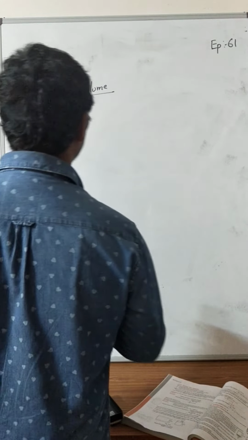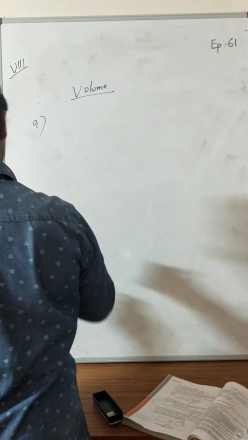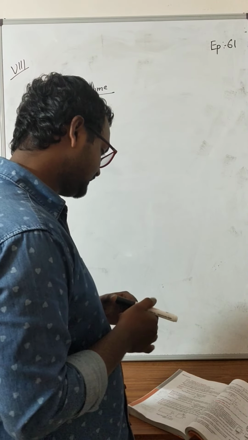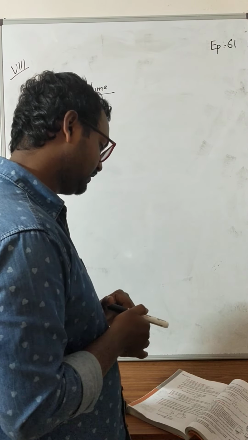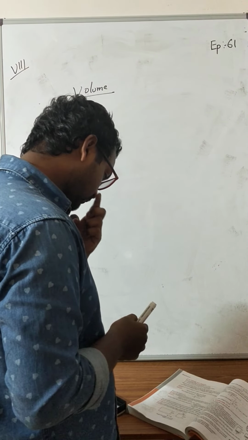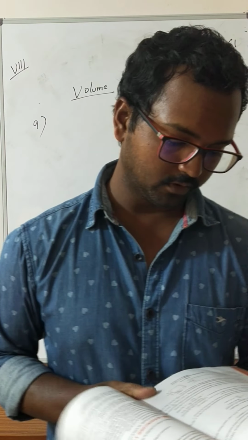Now the example 9. A godown is in the form of a cuboid of measures 60 meter, 40 meter and 30 meter. How many cuboidal boxes can be stored in it if the volume of one box is 0.8 meter cube? See, it's very simple. Volume of one box is given.